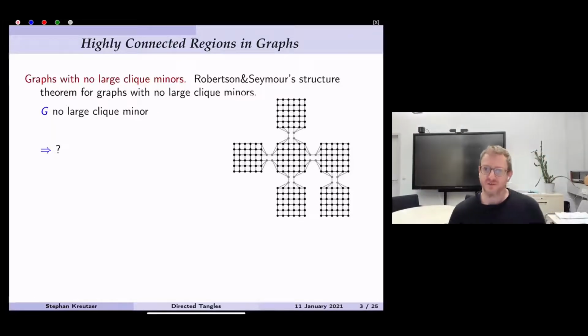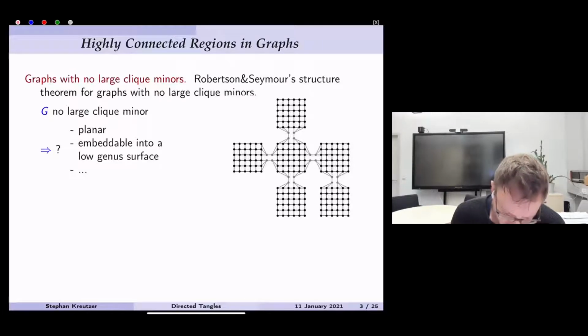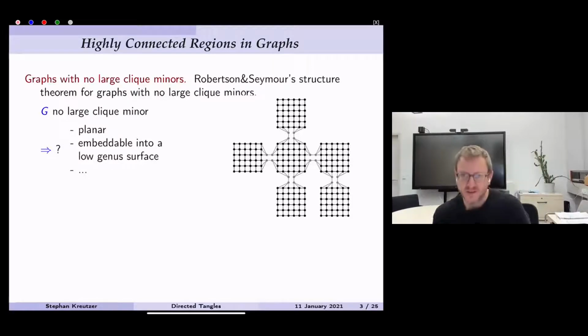We would like to understand what we can learn about the structure of this graph, or the reasons why it doesn't contain the large clique. Obvious reasons could be that the graph is planar, and then it shouldn't contain big clique minors, or more generally, it might be embeddable into a low genus surface. That is, the genus is not high enough to encompass the big clique minor.